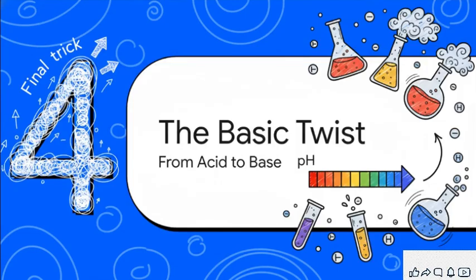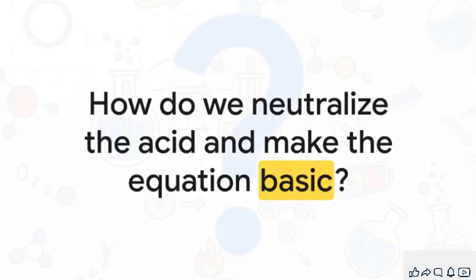And this is where we get to the final, brilliant little twist in the story. This is the move that you need to know to finish the job, and it's what makes balancing in basic solutions so unique. So the question is simple. How do we get rid of those pesky H+ ions? How do we flip this thing from acidic to the basic form it's supposed to be in?